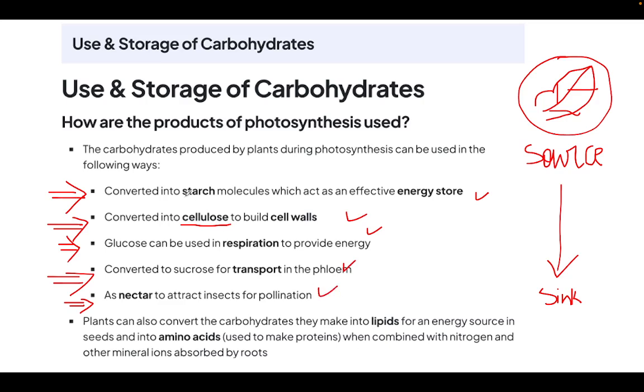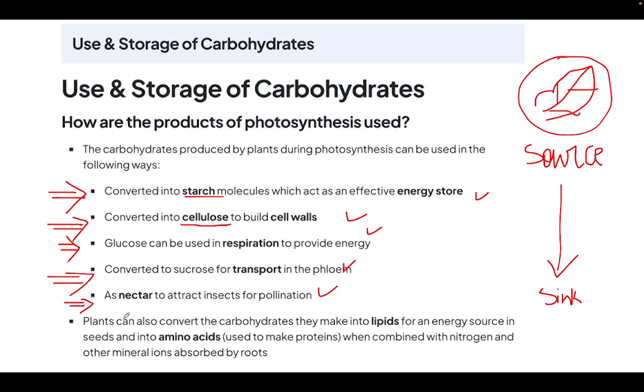Means it can be converted into starch, which is the effective energy store. It can be converted into cellulose, because cellulose is the polymer of glucose, to build the cell wall. Glucose can be used in respiration to provide energy, and also it can be converted to sucrose for transport in the phloem, and at the end it can be used as a nectar to attract insects for pollination. So these ones, I hope you guys will pause here and write them down.